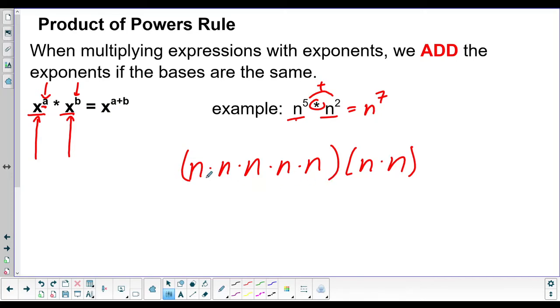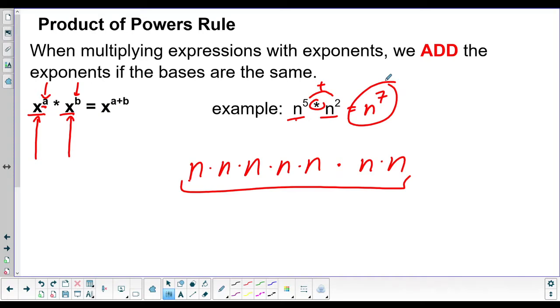If I have this list of n's being multiplied together and these two n's being multiplied together, what do the parentheses tell me to do? That's right. They are telling me to multiply together. So what I have written here is the same thing as this. And now this is just 7 n's being multiplied together. So it kind of makes sense why we're adding the exponents together, right? We're just putting 2 more n's in that list that we're multiplying, and then we're good to go. All right, so when we multiply, we add the exponents.